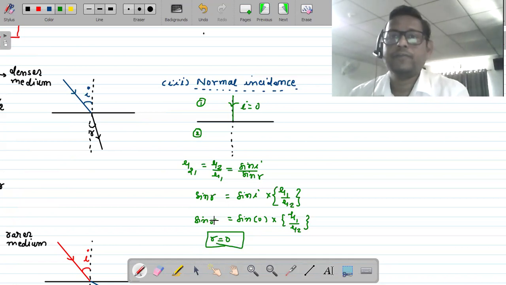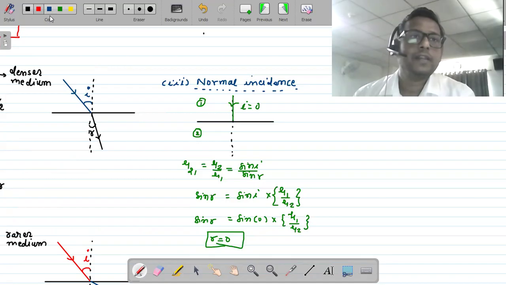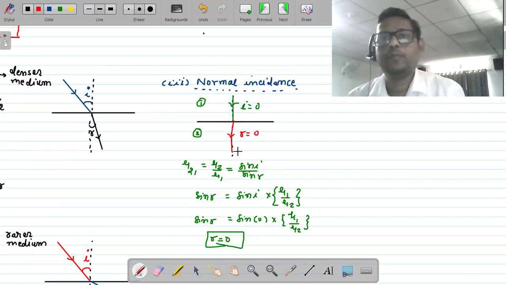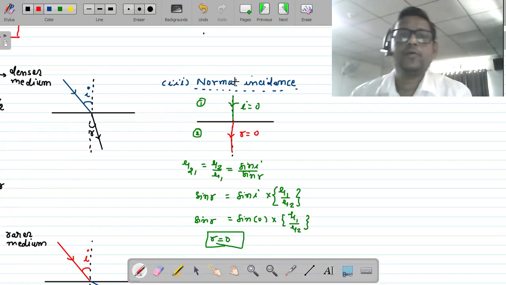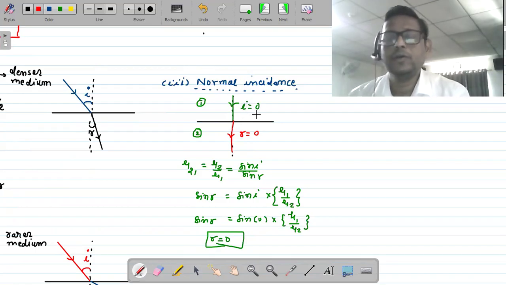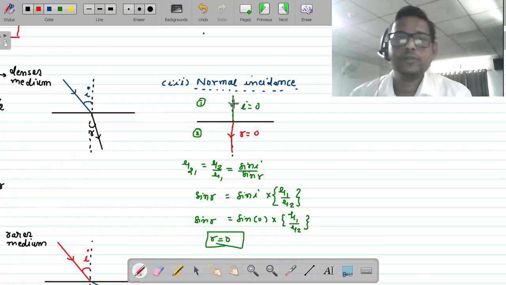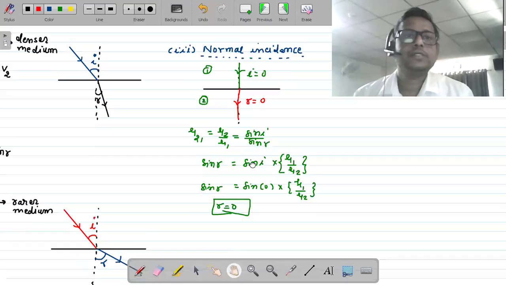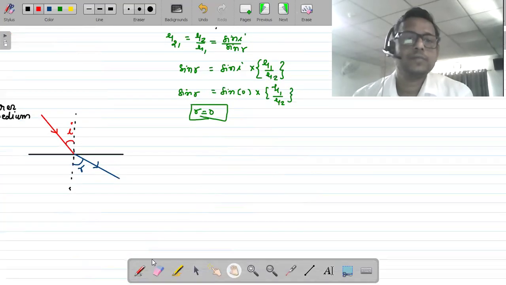Because the angle of refraction is 0, this light ray will go straight like this, and r will be equal to 0. So this is also an important case. When the light ray is incident normally, the angle of incidence is 0 and the angle of refraction is also 0. It will go straight like this. Now let's take the last case, the fourth case.